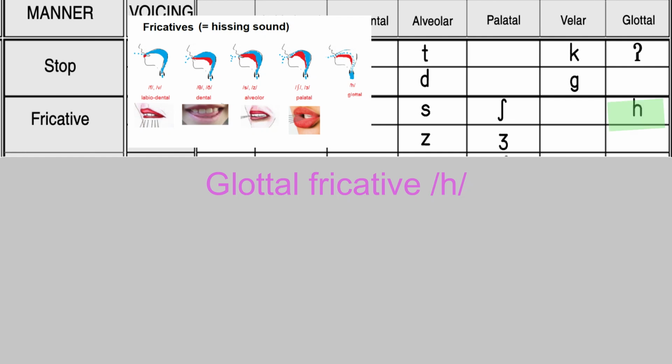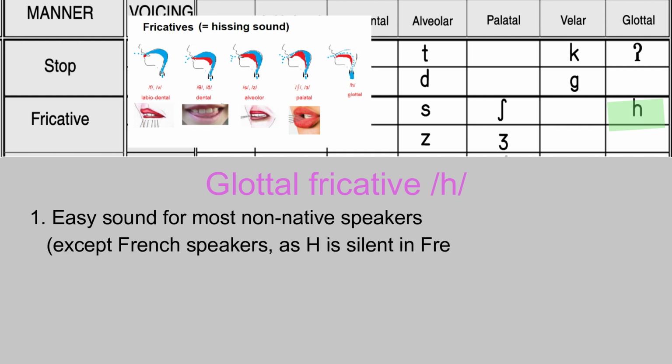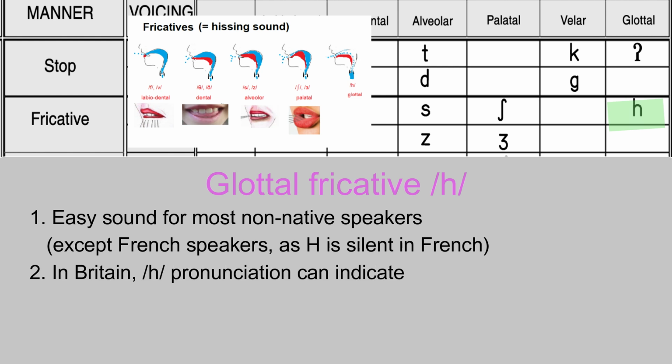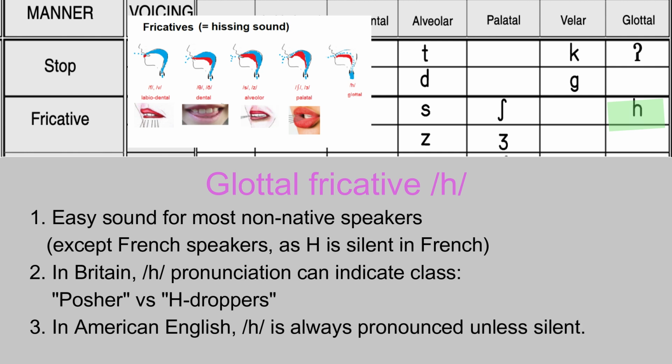Glottal fricative, huh. Huh is quite easy to recognize for most non-native speakers. An exception might be French speakers, since the letter H is always silent in French. In Britain, using or not using the huh sound can signify class and status, posher speakers versus H droppers. But in American English, unless H is silent, H is always pronounced.